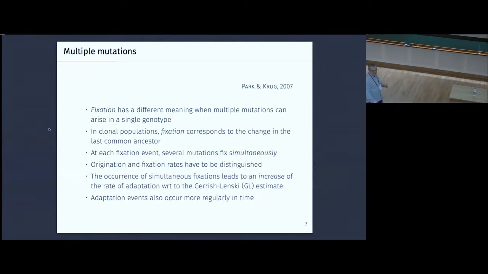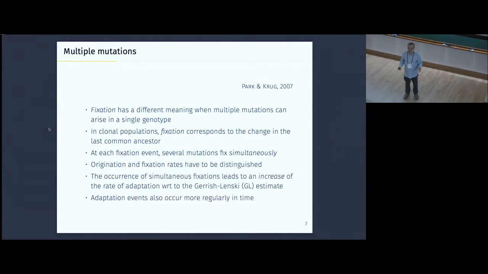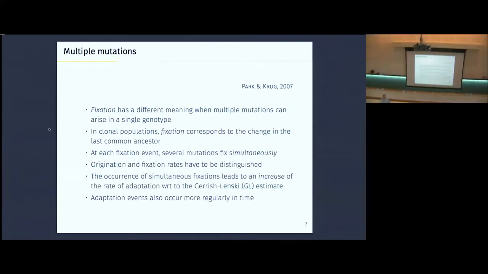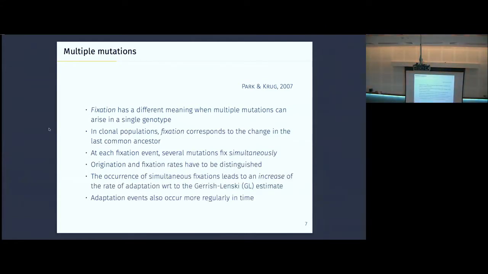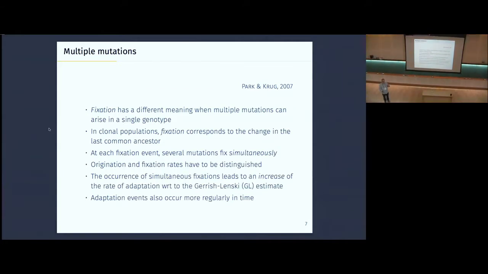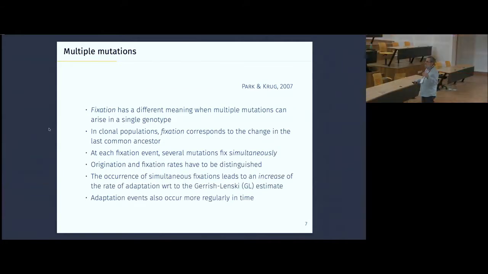So what happens is that now we have seen that the interference between single mutations led to a decrease of the adaptation rate. But now you gain something because you can have a great deal of mutations which fix at the same time. So this leads to a relative increase in the adaptation speed. And you can also find that the pace of adaptation becomes less irregular and becomes a little bit more regular.